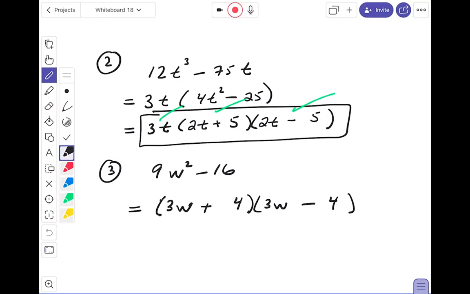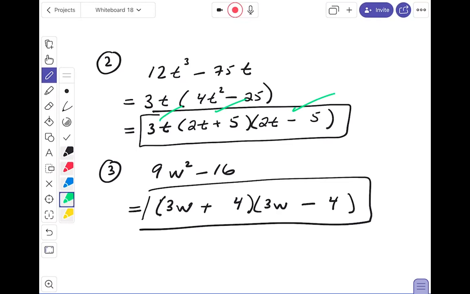3w times 3w is 9w squared. Then you get minus 12w plus 12w. The w's disappeared, and we do get minus 16. What do we recommend? Look at the answer key to make sure you're staring at that factorization. All right, let's go to number 4.